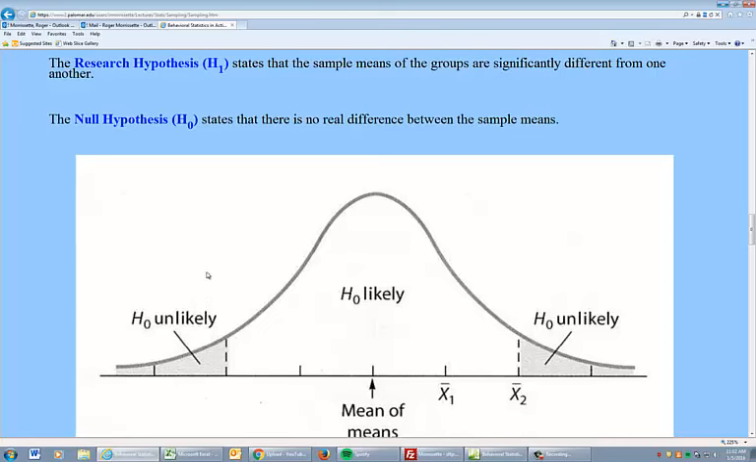So when the experimental mean falls way over here and the control mean is here, that's when we can claim to have statistical significance. And we say that the probability of error is very low.